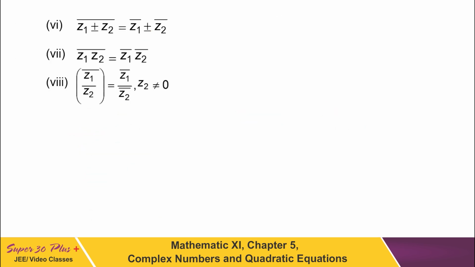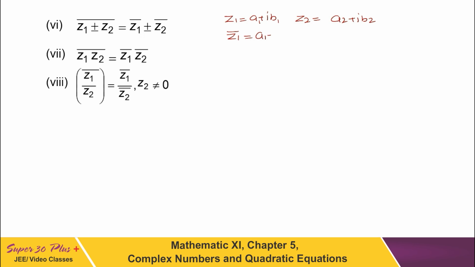Property number 6 is here. The conjugate of z1 plus minus z2 is equal to conjugate of z1 plus minus conjugate of z2, means the whole conjugate can be separated out to the individual complex numbers. Means let z1 is equal to a plus iota b, or we can write it as a1 plus iota b1, and z2 is equal to a2 plus iota b2. What is the value of z1 conjugate?